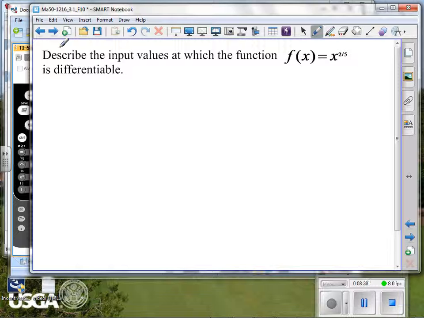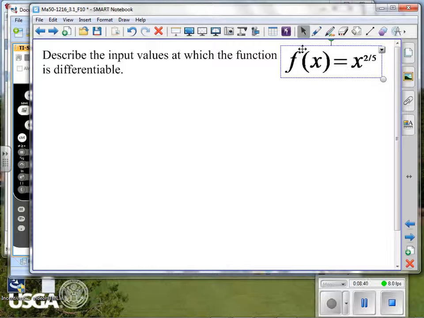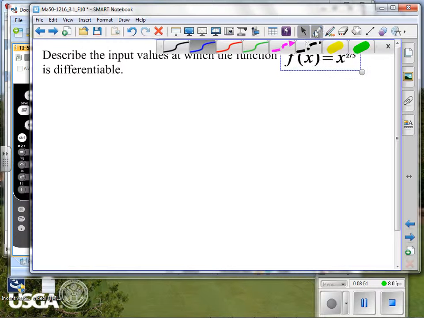Describe the input values at which this function is differentiable. And maybe from the back it's hard to see, so let me help you out here. That's x to the 2/5 power. If you got the notes, you saw that. But describe the input values at which the function f of x equals x to the 2/5 power is differentiable.